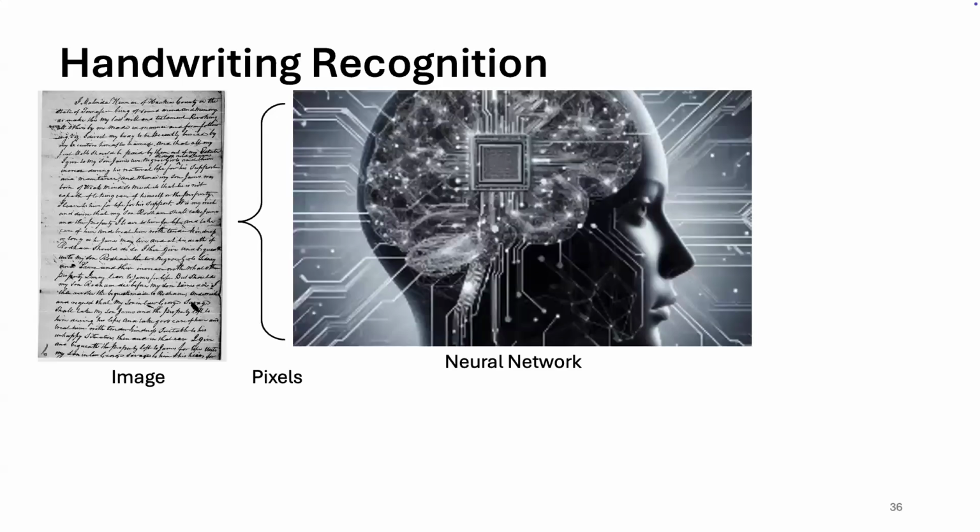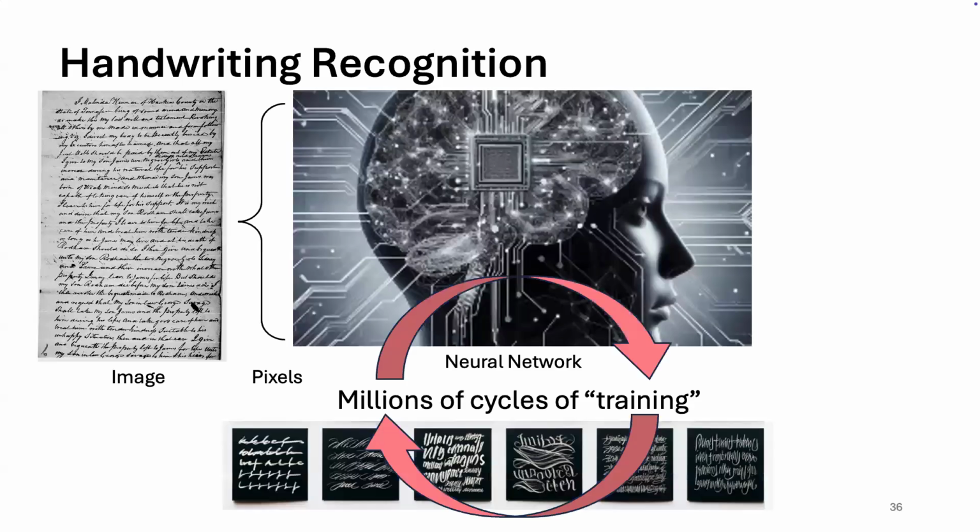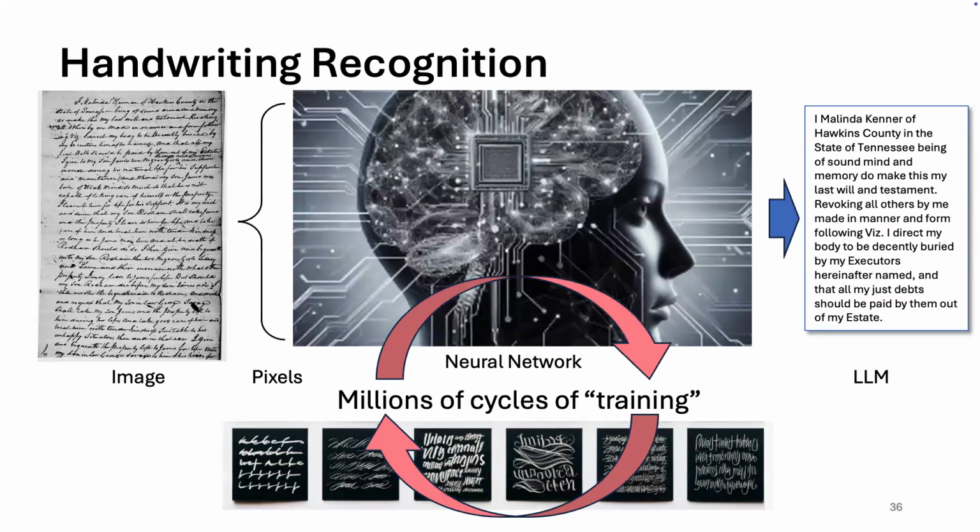So this is interesting. This is my 4th grade grandmother in Hawkins County, Tennessee, I think. And this is her will, right? This is the page of her will. Well, just like the dog, it breaks it up in pixels. In this case, the training is understanding cursive, understanding written text. English cursive, any language. We're going to talk about that. Any language cursive, right? And actually, we can get into how it does that. And boom, "I, Melinda Kenner of Hawkins County, state of Tennessee," blah, blah, blah, from that.